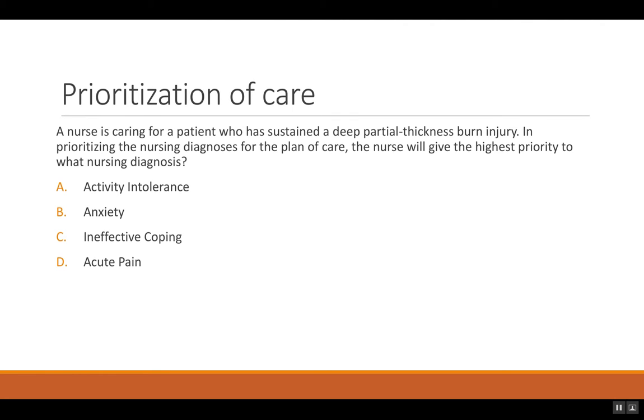Prioritization of care. The nurse is caring for a patient who has sustained a deep partial thickness burn injury. In prioritizing the nursing diagnosis for the plan of care, the nurse will give the highest priority to what nursing diagnosis, and it should be pain. So in that initial time after a burn, it is very, very important. Pain's really important, and it has to be treated as a priority in our burn patients.